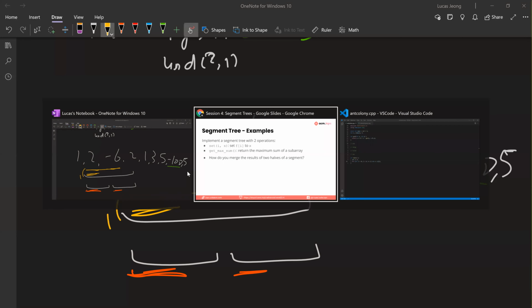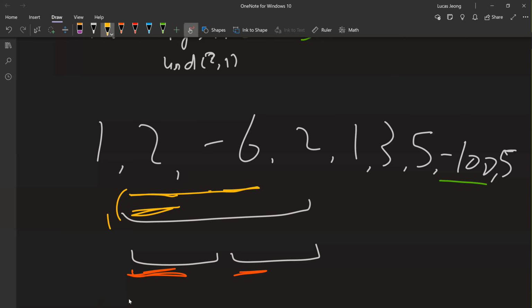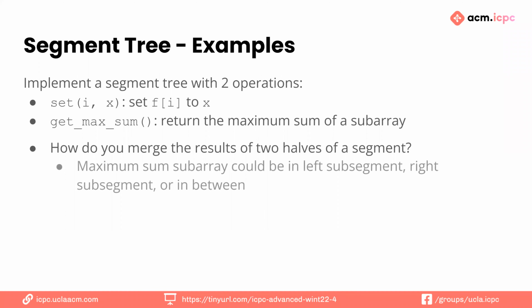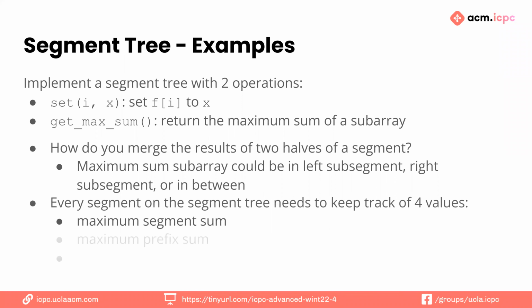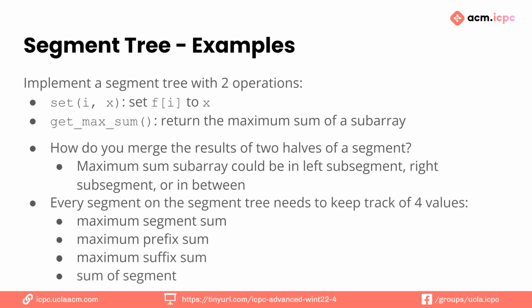Right. Okay, so this means we also have to keep track of the sum of the entire segments, right? So in total, we have to keep track of four things: the maximum segment sum, maximum prefix sum, maximum suffix sum, and the sum of the whole segment. Do we agree? So to keep track of the maximum contiguous segment sum, we have to have prefix sum and suffix sum. And to have these two, we have to have the sum of the whole segment.